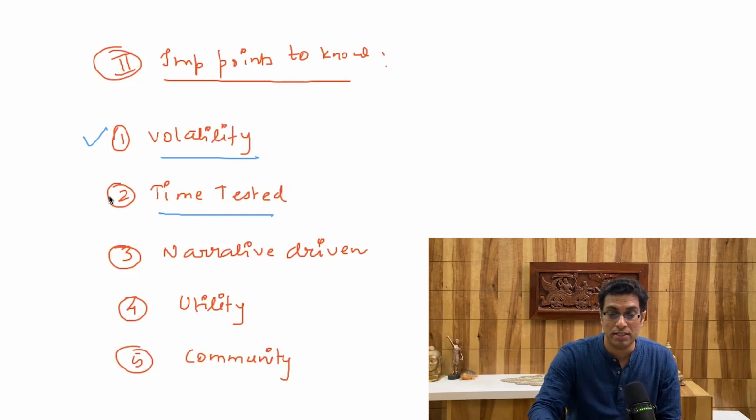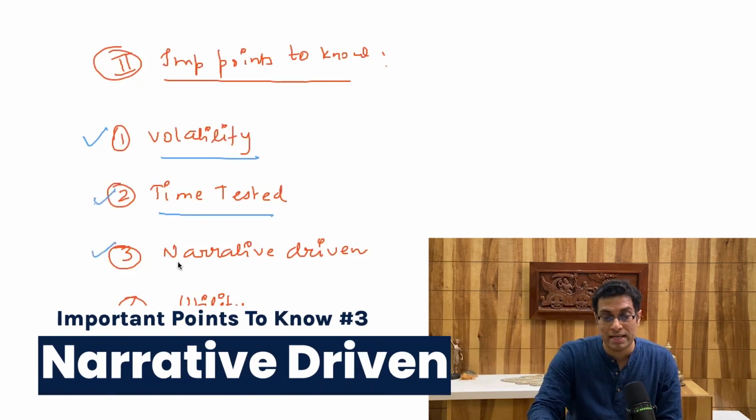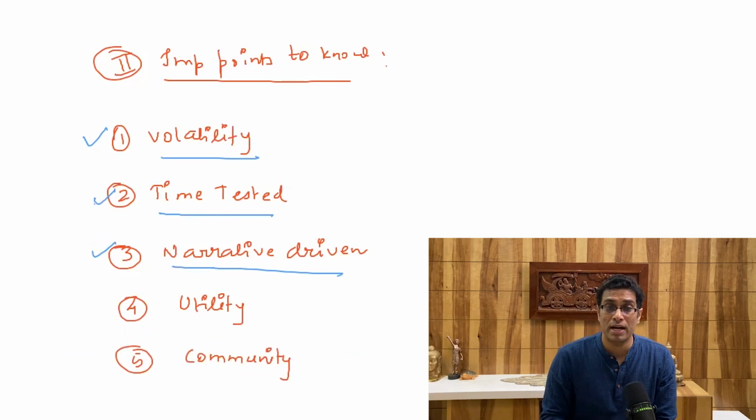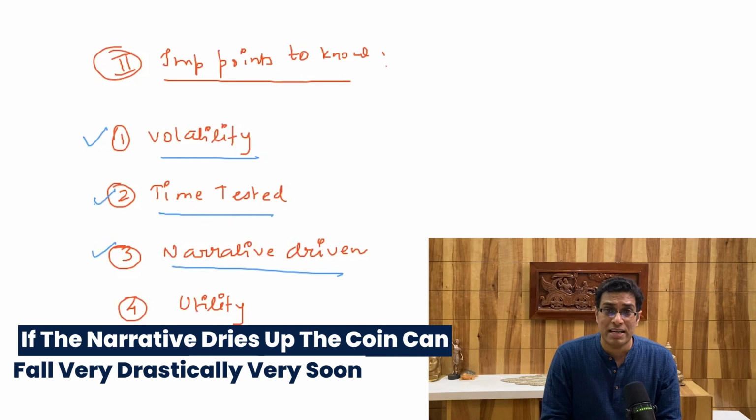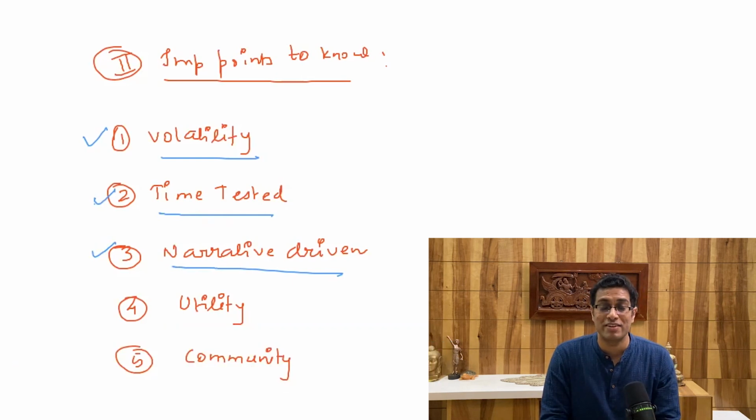Then comes point number 3, that some cryptos are purely narrative driven. We took a look at meme coins. Now many a times when the narrative is positive, these coins go up in prices. They end up giving massive returns to the investors. But if the narrative dries up, then these coins fall a lot in price. So please remember that point as well, that in narrative driven things, you need to ride the wave.